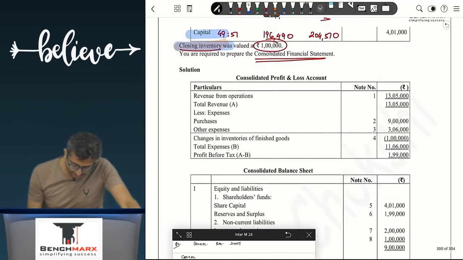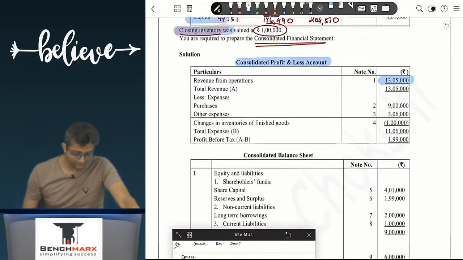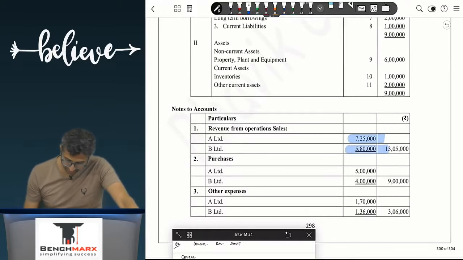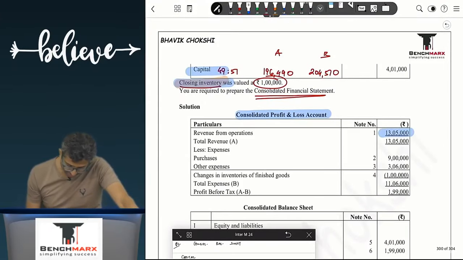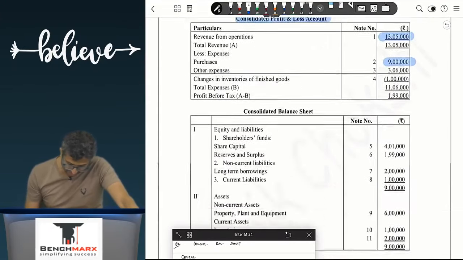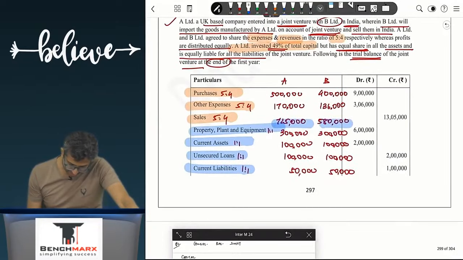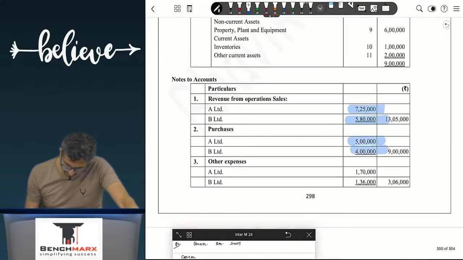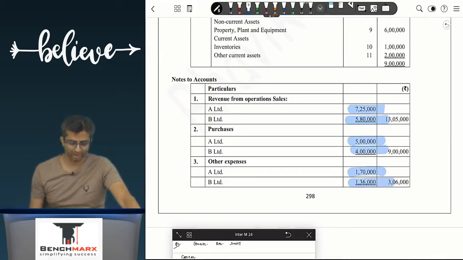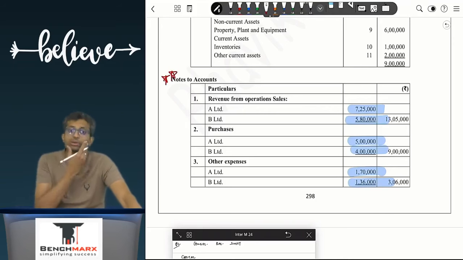Okay, so when I look at revenue, consolidated P&L, revenue from operations 13,05,000. I have taken the total. But if I see the note, 725,580. Are we getting this? Yes, 725,580. Similarly, less expenses, purchases are 9 lakhs. But 9 lakhs is, as you see, 5 and 4. This is 170,136. This is 9, this is 306. 5 and 4, 170 and 136. Yes. So your challenge is just this notes to accounts where you are just showing the breakup. Otherwise, finalization is nothing, it is very very basic.